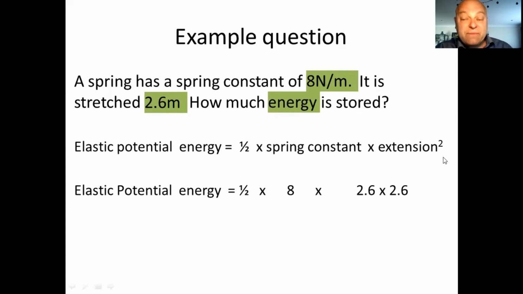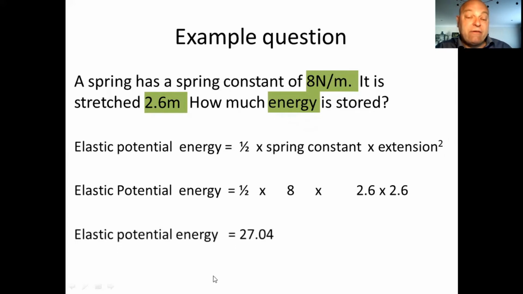The biggest mistake people make on GCSE exams, they forget the squared bit. Use your calculator, that comes out as 27.04. We're going to round that to 27, and we're going to add the unit joules in. You got that right? Well done.